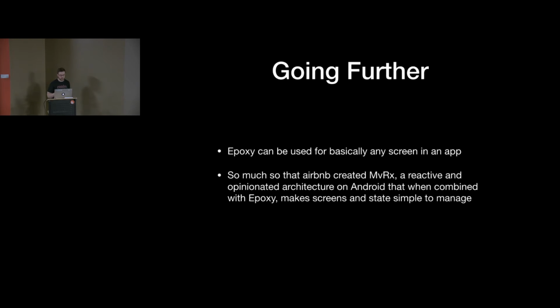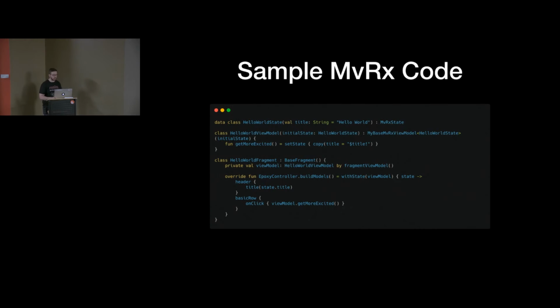So going further, Epoxy can be used for basically any screen in an app. It can be static content. It can be infinite content. You know, paging views, things like that. This can be used so much so that Airbnb created MVRX, which is a reactive and opinionated architecture on Android that, when combined with Epoxy, makes screens and state really easy to manage. So if you wanted to know what some MVRX code looks like with Epoxy, this is their sample from GitHub.